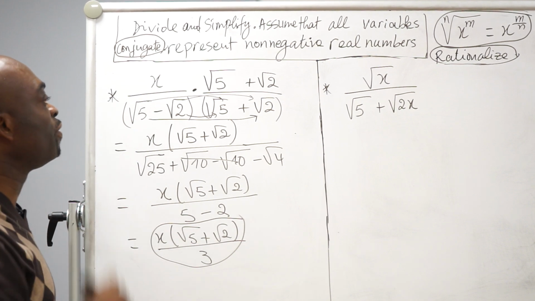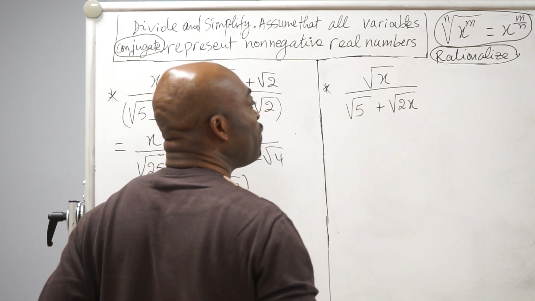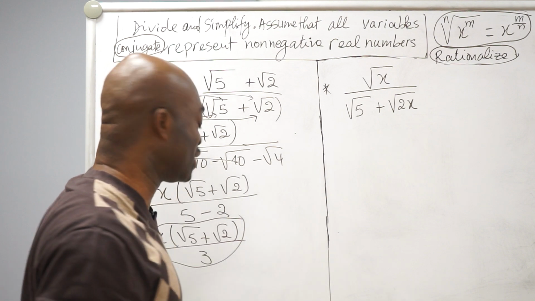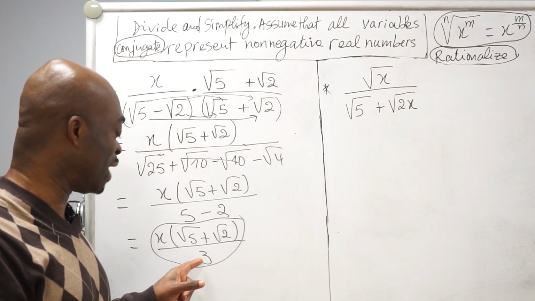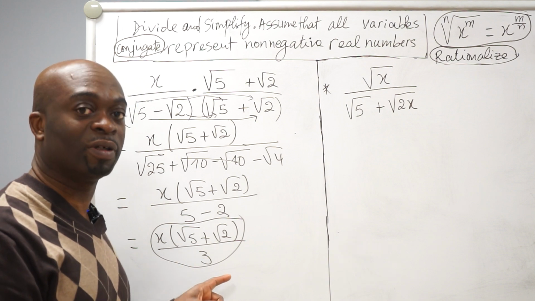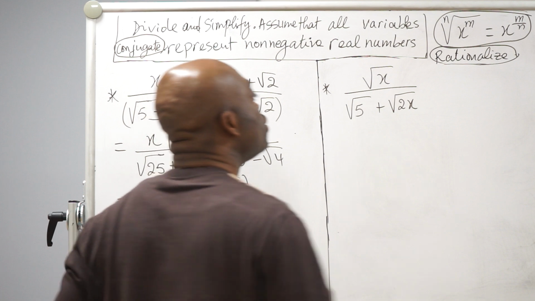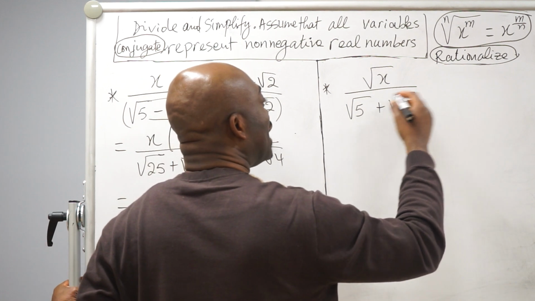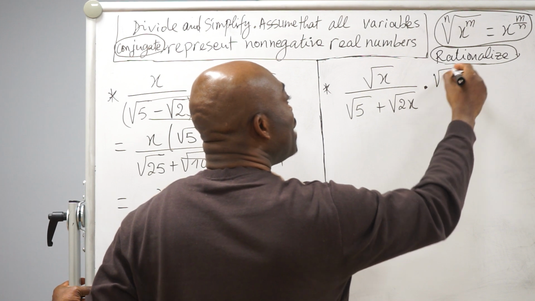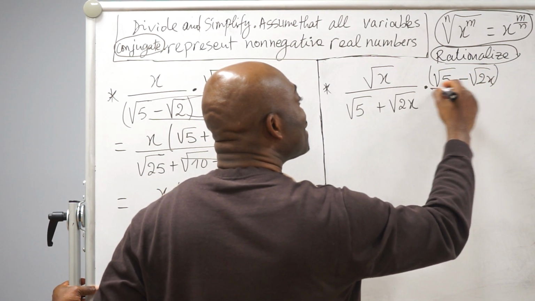Okay? So now when we take the second question here, we have square root of 5 over square root of 5 plus square root of 2x. Same thing, we're going to have to rationalize because at the end, like we said, we want no radical anymore, no square root at the bottom anymore. That's the reason why we're doing rationalization, okay? So to rationalize, we have to multiply top and bottom by square root of 5 minus the square root of 2x, right? So that's the conjugate.